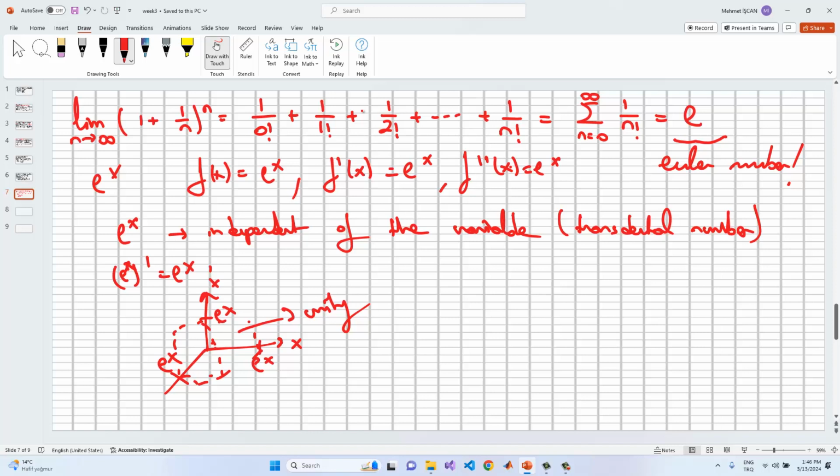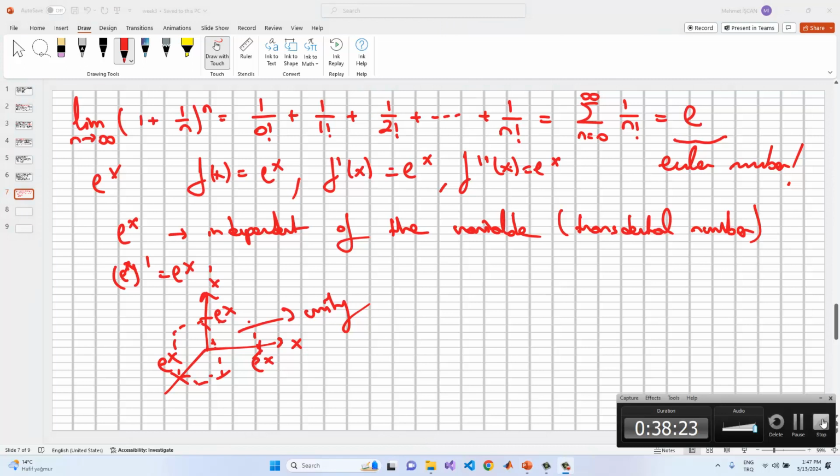This is the foundation of the Euler number, 2.71 and so on. This is a transcendental number, just like pi. Any question? If there is no question, we will take a break, and after that we will start at the second part.